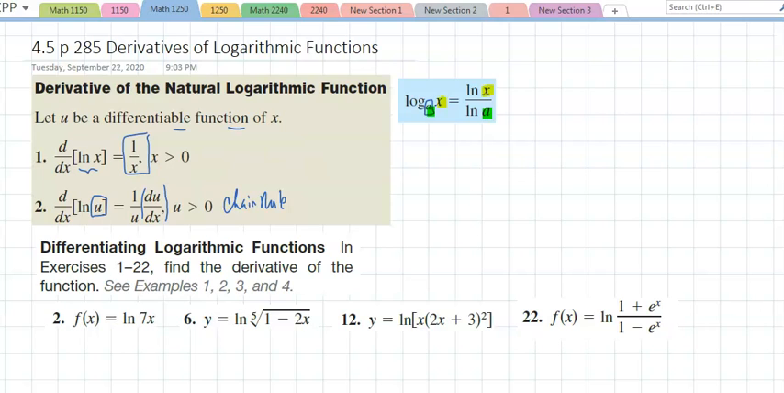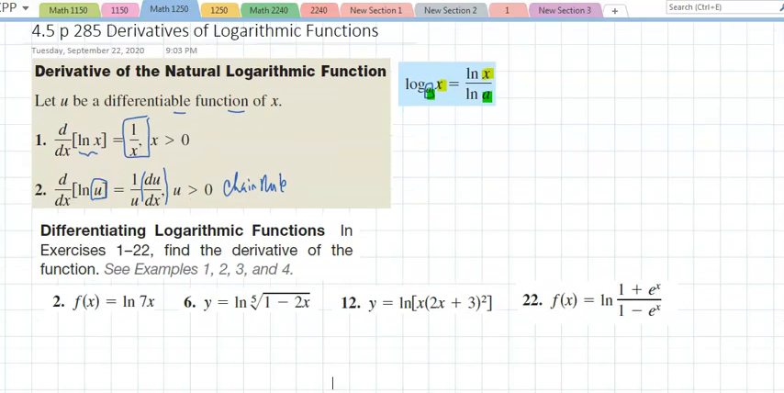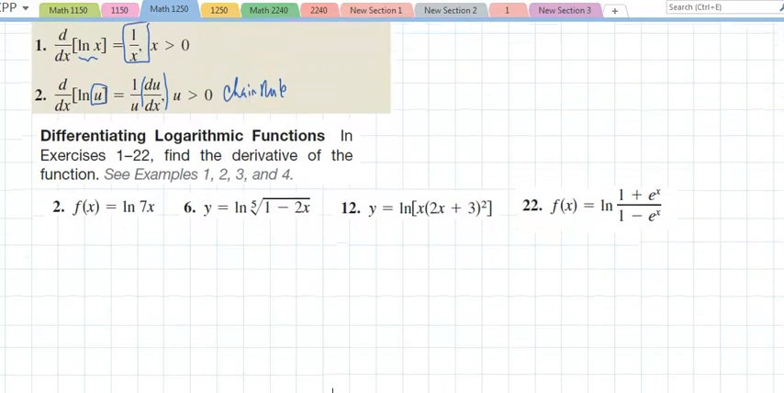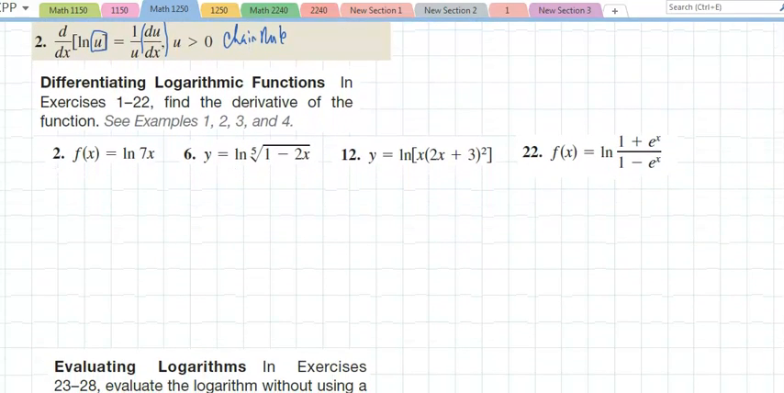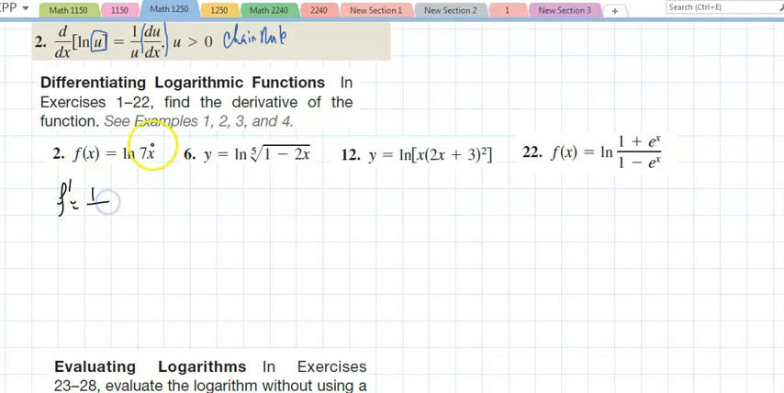So we want to practice a bit of derivatives. Now notice logs have a lot of properties. So here I could say, if I want, f prime equals 1 over whatever the argument is times the derivative of the argument, which is 7. So f prime would be 1 over x.